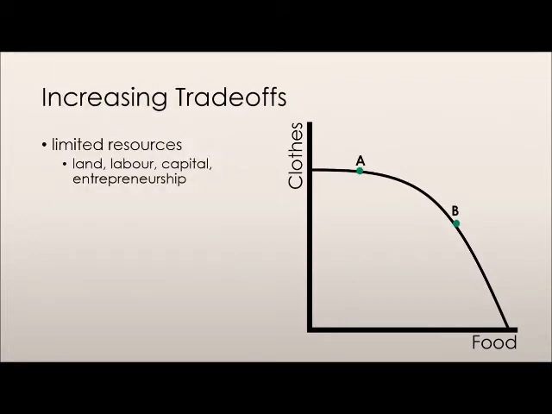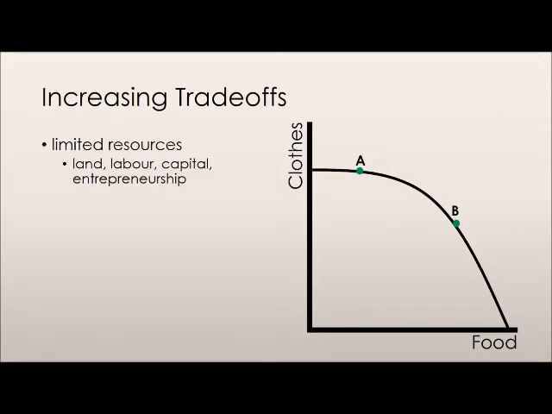The production possibilities curve illustrates a trade-off between our two goods. Let's say that we are producing on the curve at point A, and we want to move to point B because we need more food. We can see just by looking at the graph that in order to produce more food, we have to produce less clothes. This happens because we have a limited amount of resources.